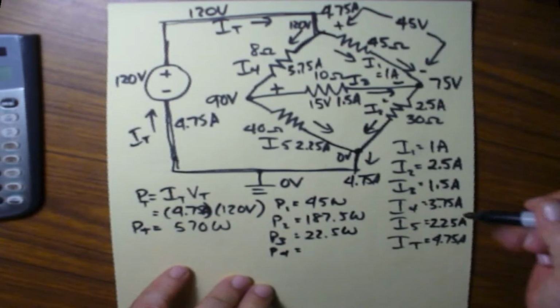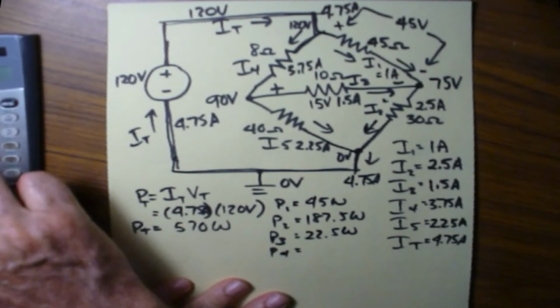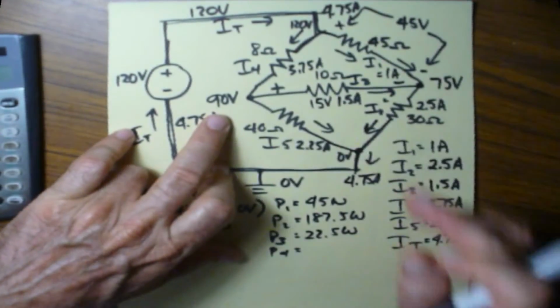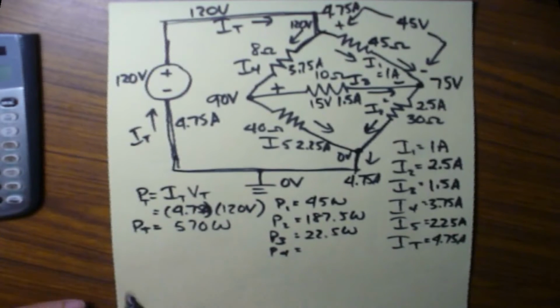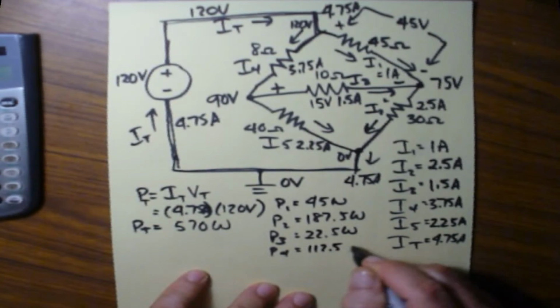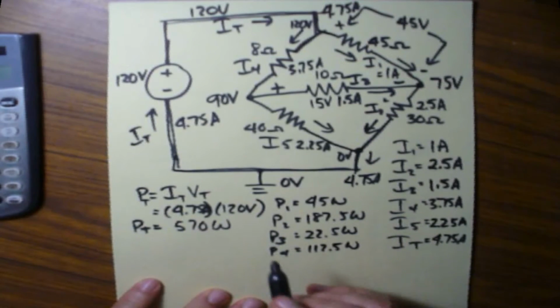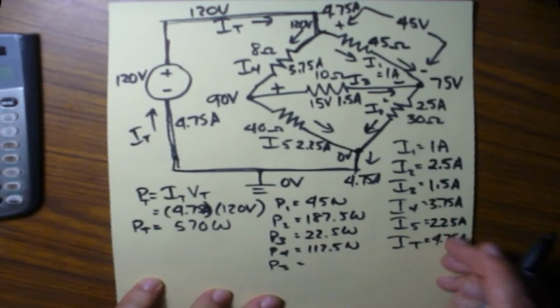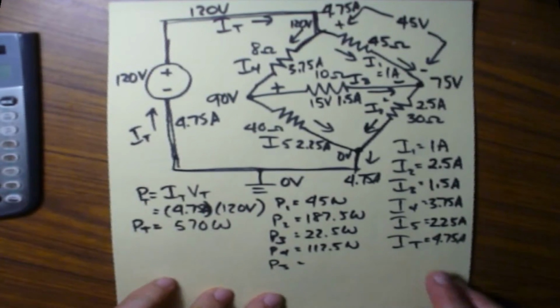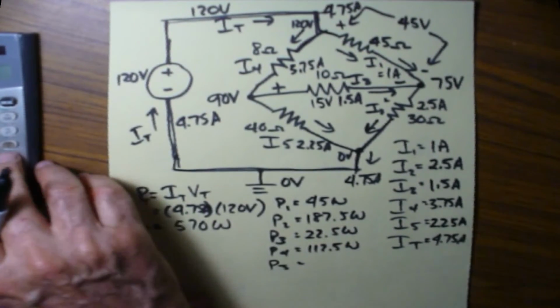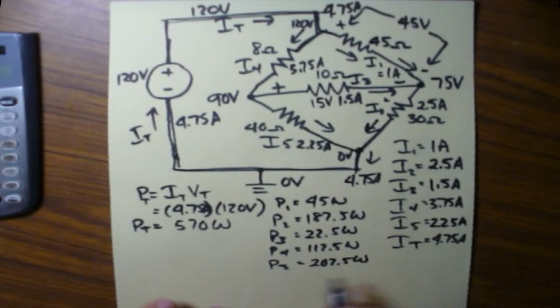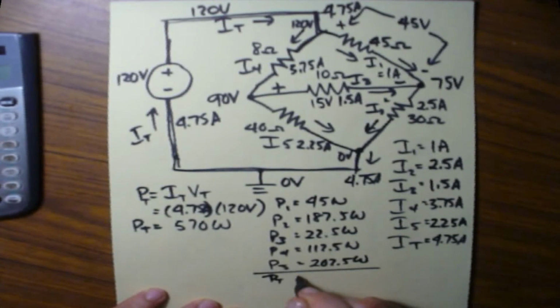P4, which is going to be 3.75 times 30 volts, which is 112.5 watts. And then of course the last one is P5, which is this one over here, which is going to be 2.25 amps times the voltage drop, which is 90, which is 202.5 watts. So PT is just add all these guys up, right?